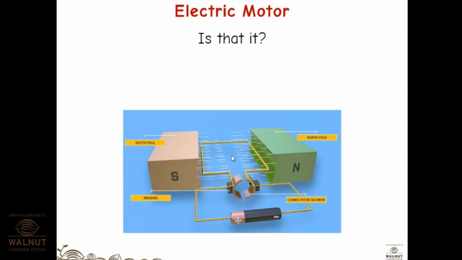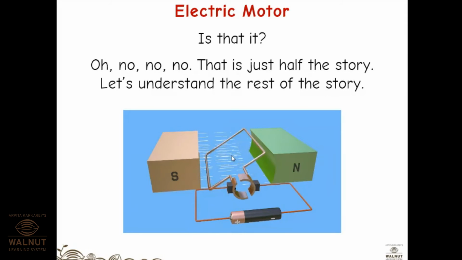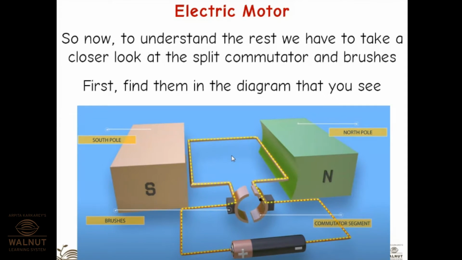Okay, so is that it? That's just half of the story. Let's understand the rest of the story. So now to understand the rest, we have to take a closer look at the split commutators, split rings or commutators, and the brushes. First, find them in the diagram that you can see.